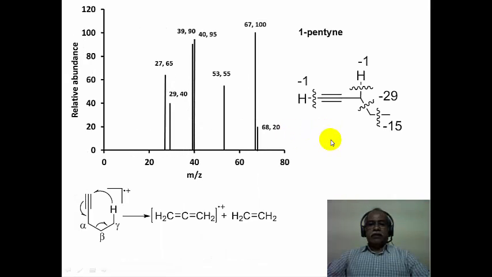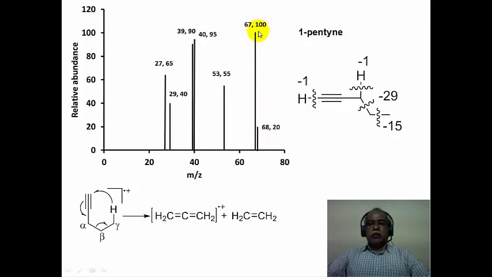In the case of acetylene, if it is a terminal acetylene like 1-pentyne, there are two possible ways the hydrogen can be lost. The terminal alkyne hydrogen can be lost, which is 1 mass unit less, or the propargylic position hydrogen can be lost, because that will generate a stable propargyl cation. This is what is registered at 67, 1 mass unit less than the molecular ion, which is 68.